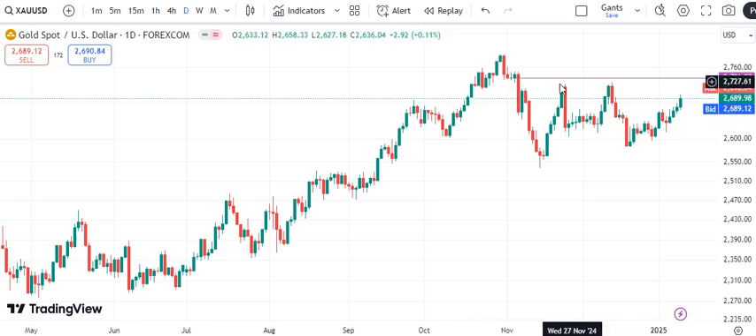Yes, we have inefficiency here and equal highs here. So perhaps that could be the area of resistance for it to start going lower. But if it breaks above it and takes out this high, it will force dollar to be bearish, because gold and dollar are inversely correlated.